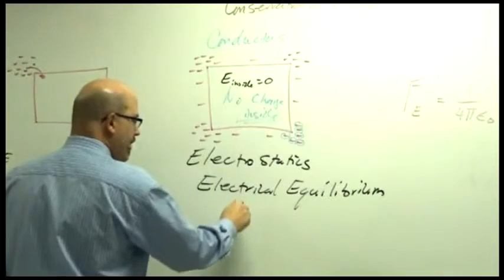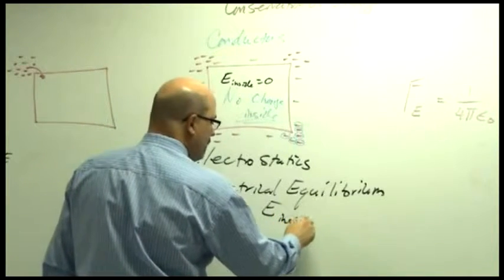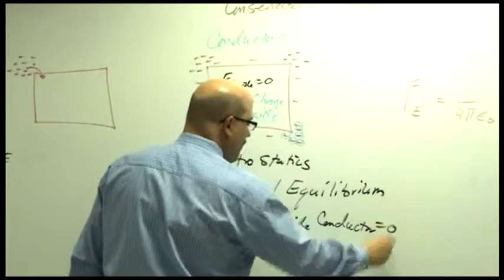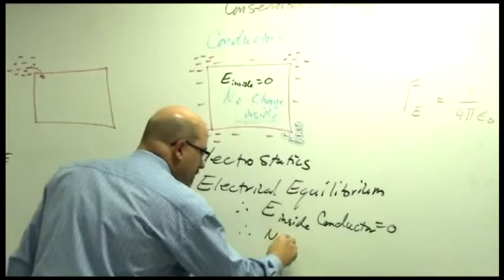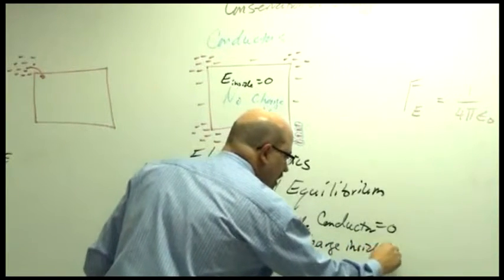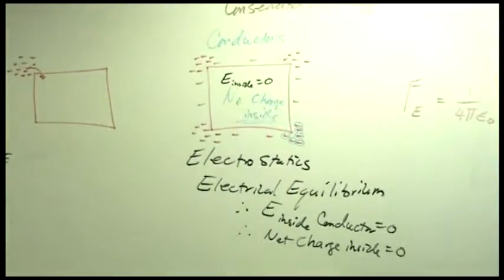Okay? Therefore, the electric field inside a conductor equals 0, and therefore the net charge inside also equals 0. Now when we get to circuits, that's electrodynamics, and we have charge moving. So when we have charge moving, we must have an electric field inside. Otherwise, we won't get charge moving.